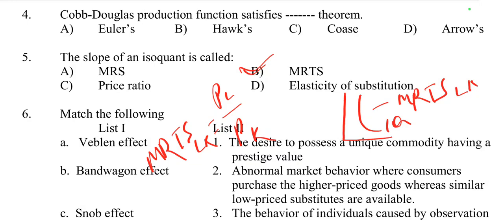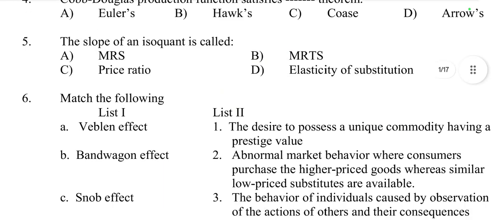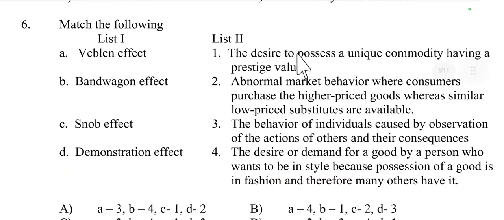So the slope of an isoquant is called MRTS, and the slope of an indifference curve is MRS. The indifference curve slope is MRS, marginal rate of substitution between two goods, X and Y. So when the question asks for the slope of an indifference curve it is MRS, and the slope of an isoquant is called MRTS.